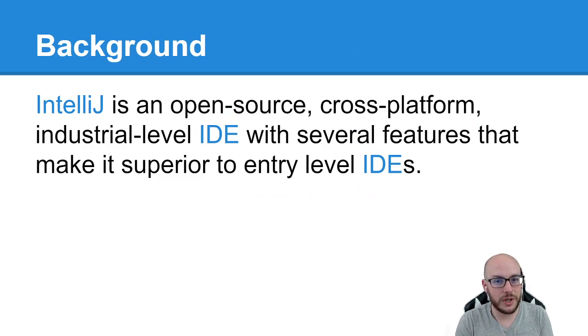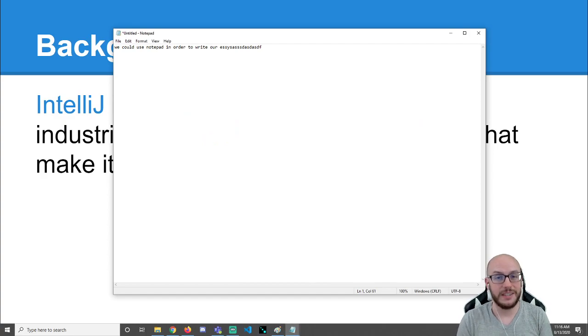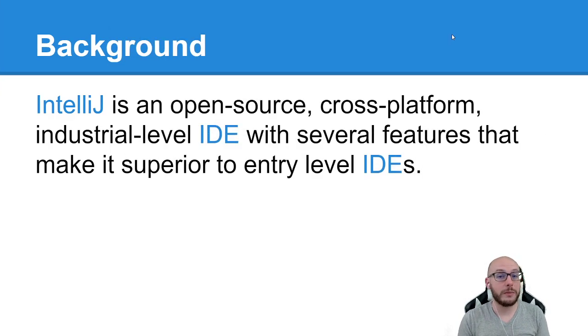The same is true with Java code. We could use Notepad to write Java code. Don't do that. Instead, get something a lot more advanced, something like IntelliJ, an integrated development environment. IntelliJ itself is open source. Great word. It means it's free. Cross-platform, meaning it can work on Windows machines, it could work on Macs, it could work on Linux. Industrial level, meaning that it's going to have lots of features. I highly, highly recommend this software if you are going to write Java code.